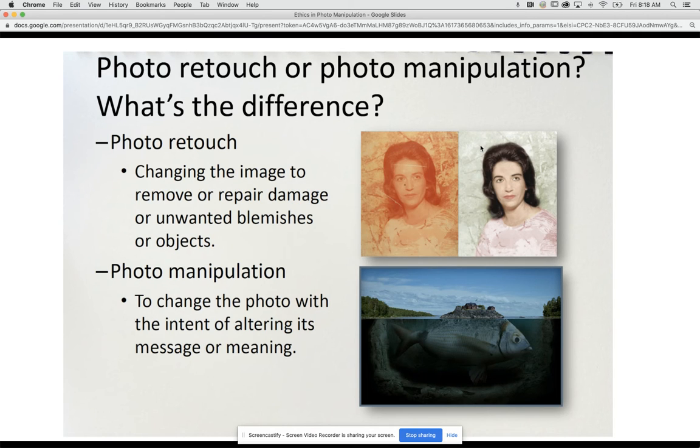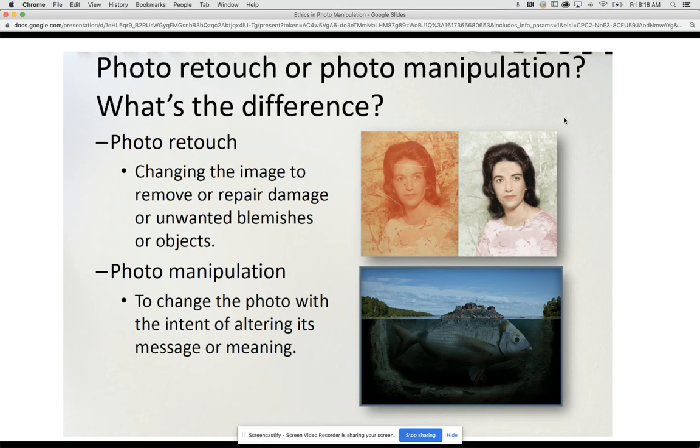Now, something to really think about is whether an image is retouched or if there has been some type of manipulation. Okay, and the key thing here is knowing the difference. Photo retouching is when you change the image to remove or repair damaged or unwanted blemishes or objects. So if we look at this image here, notice that we have this old-timey photo of maybe somebody's grandmother when they were young. And then instead of manipulating the image, they just retouched it to make it look a little more real and of the time. Okay, so there's not a whole lot of manipulation that's happening. It's just retouching the image to bring it back to life.